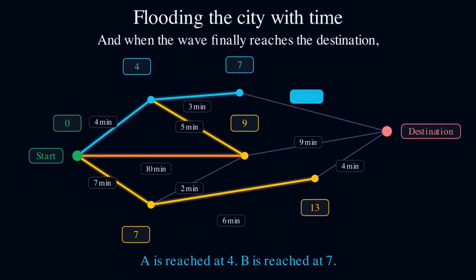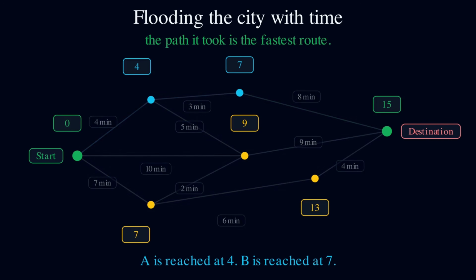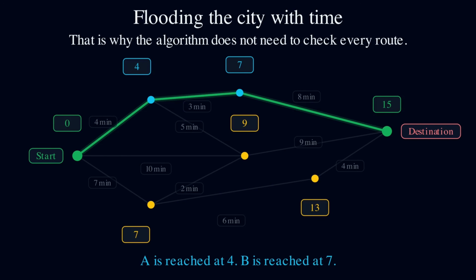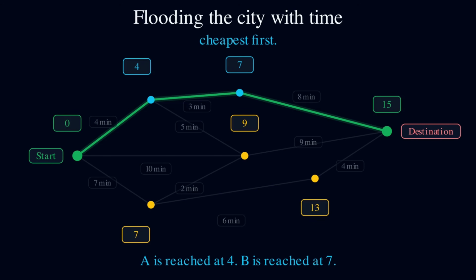That right there is why the algorithm does not need to check every route. It explores the map in the order that matters the most. Cheapest first.